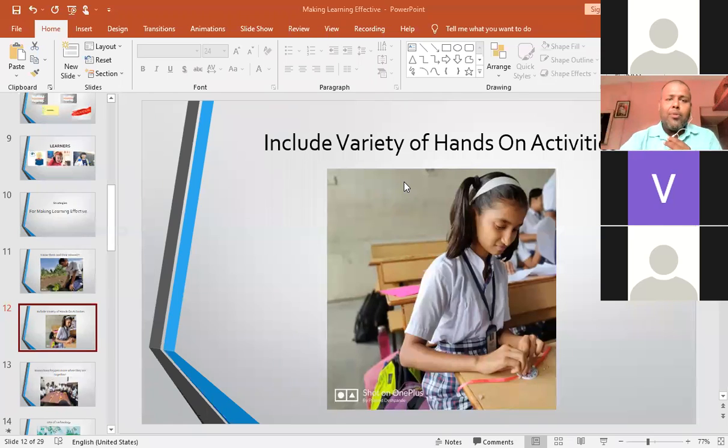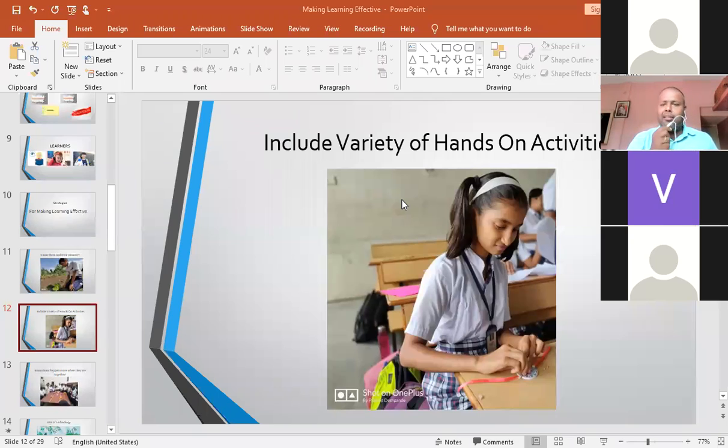When it comes to hands-on activities, we must know there is a coordination between head, hand, and heart. When all three of these H's coordinate in the best possible way, they bring some amazing results. So it is very important to include a variety of hands-on activities.